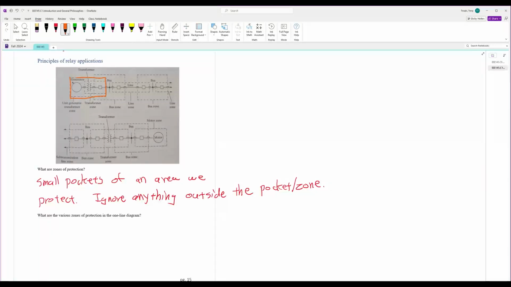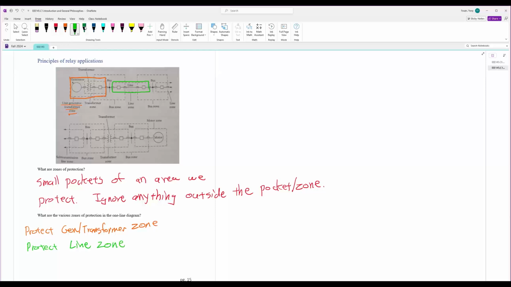and this zone is for the unit generator and transformer. So we have one zone that protects the generator and transformer. Note that dotted line, we put the transformer, generator, and nothing else. Another one we have, look at this dotted line, is a line zone. This protects the transmission line.